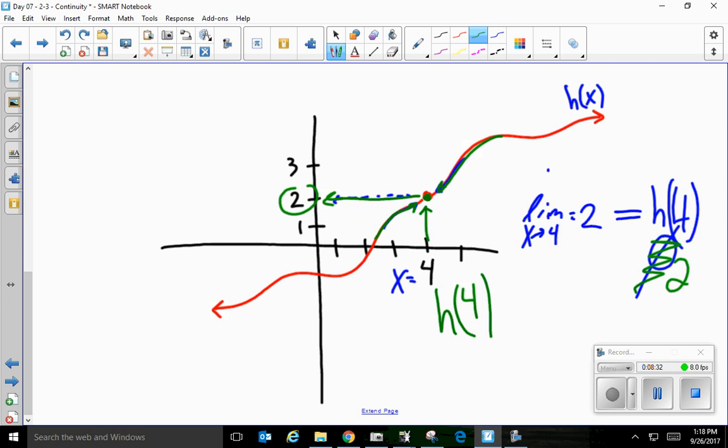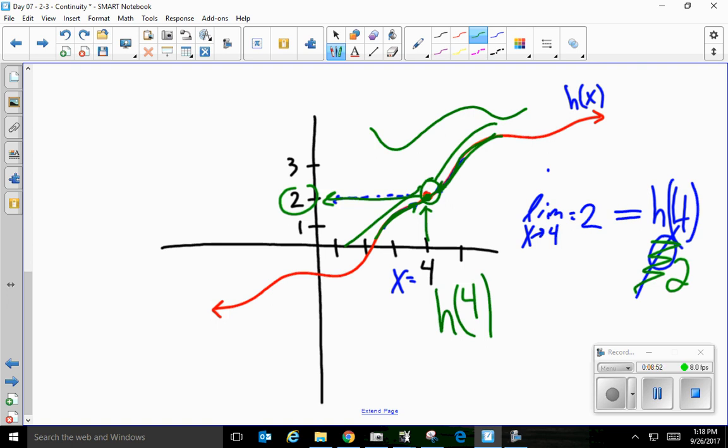Think about it. This has to go this way, actually be a value here, and continue. If it's a straight line, it's continuous. If I can draw it without picking up my pen or pencil, it's continuous. If I have a hole here, and I go this way, and I have to pick up my pencil, put it back down, and continue it, that is not continuous.